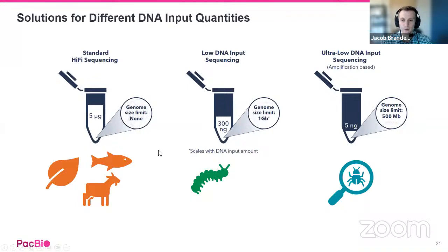And then finally, the one on the right, which is a little bit newer to us, we have our ultra low DNA input sequencing. This workflow does use long range amplification, and you need about 5 to 20 nanograms of starting material. We're really targeting genome sizes of about 500 megabase pairs or lower. So this is for those very microscopic, tiny organisms that may not even fit into the low DNA sequencing workflow.